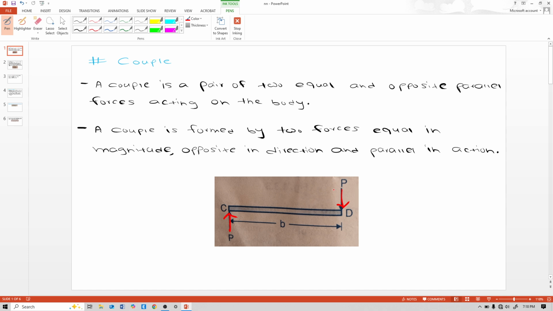These are two forces, that is, a pair of two equal and opposite parallel forces acting on the body. That's why it is forming a couple. So the next bullet point is: a couple is formed by two forces equal in magnitude, opposite in direction and parallel in action. So see those words. Equal in magnitude, that means if this load is 5 kilonewton, then this should be 5 kilonewton. Opposite in direction, that means the directions of both forces are opposite to each other, and parallel in action, they are parallel to each other.